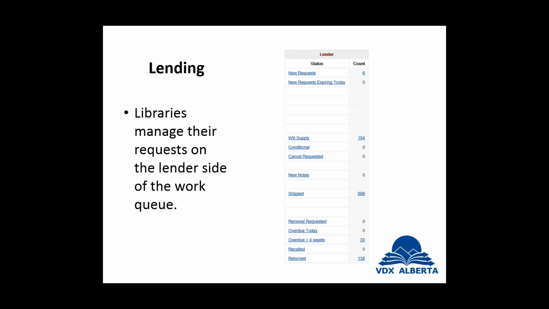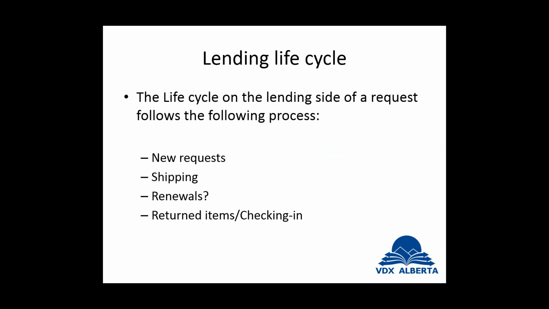from there. And then again, once they start returning something, these are items that you've loaned out that people are sending back to you. So in this particular case, whichever library this is, they have 138 items coming back to their library in the mail right now. And then once they mark that checked in, it's going to disappear. That's pretty much it. I talked about the lending life cycle, going from new requests, shipping.